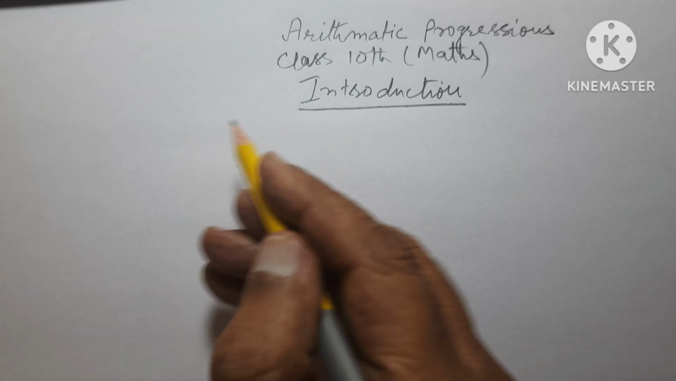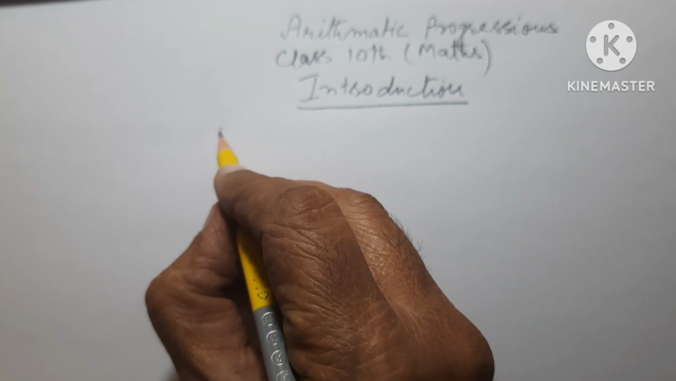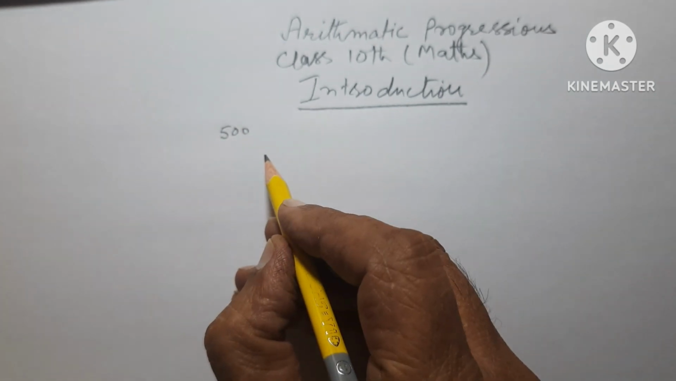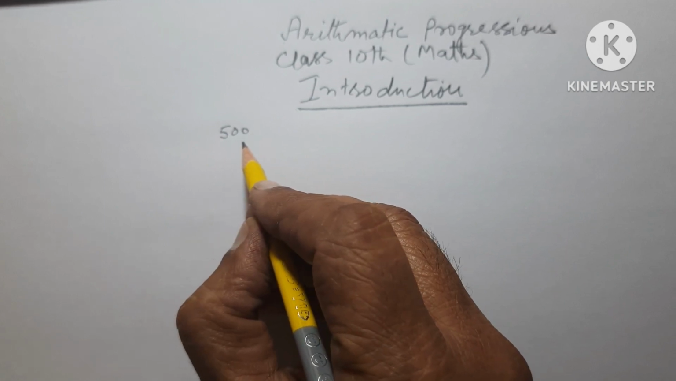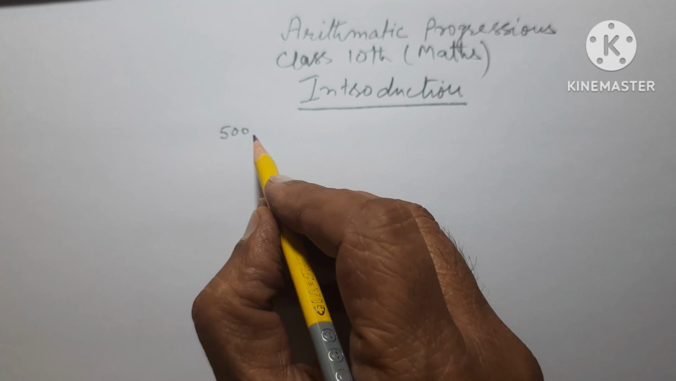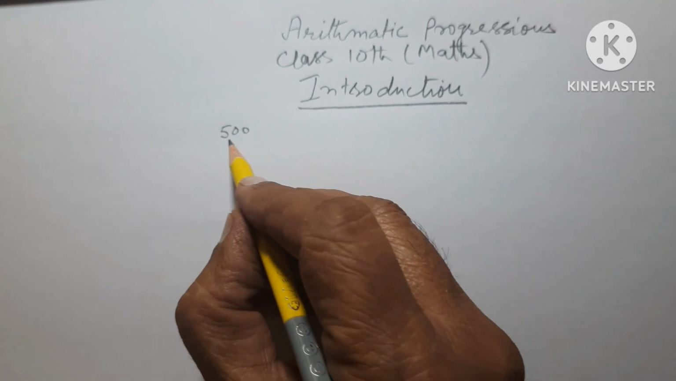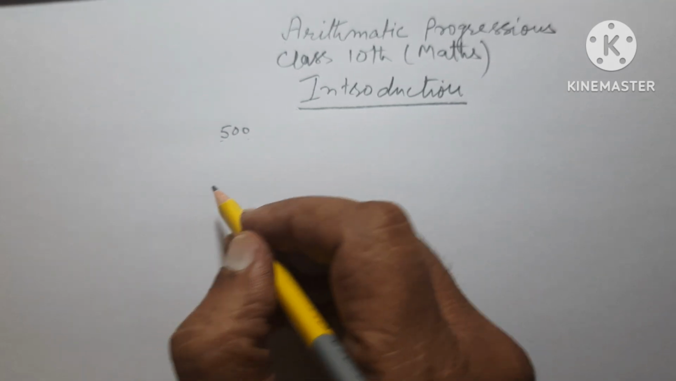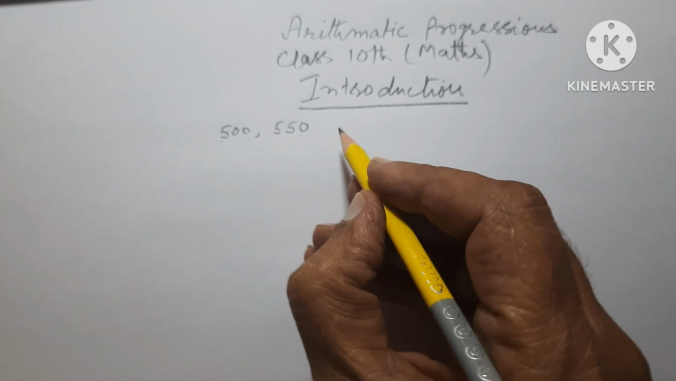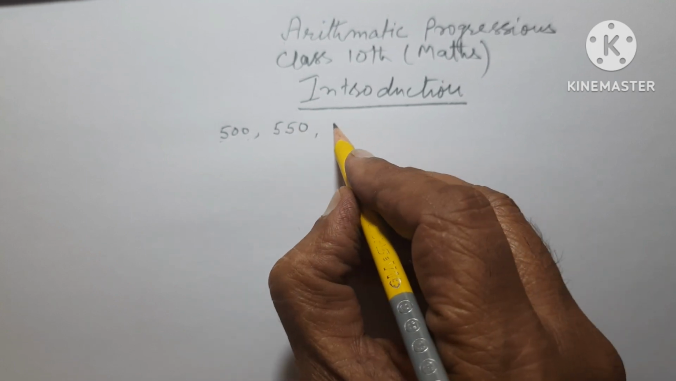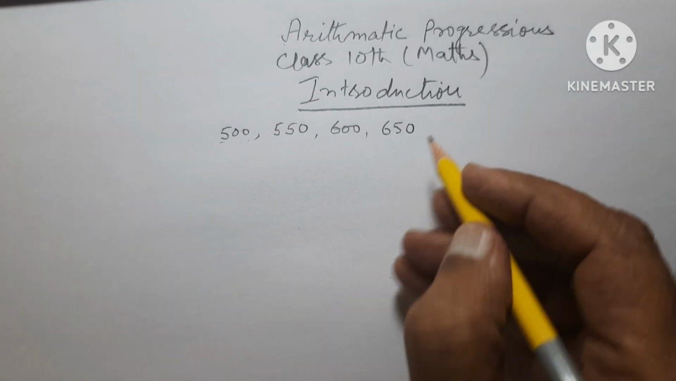So let us start. What is an arithmetic progression? Suppose you get 500 rupees per month as pocket money, and if you do well, your parents have promised that you will get a 50 rupees increase every month. So first month you will get 500, next month you will get 550, and then in the next month you will get 600, and in the next month 650 rupees.